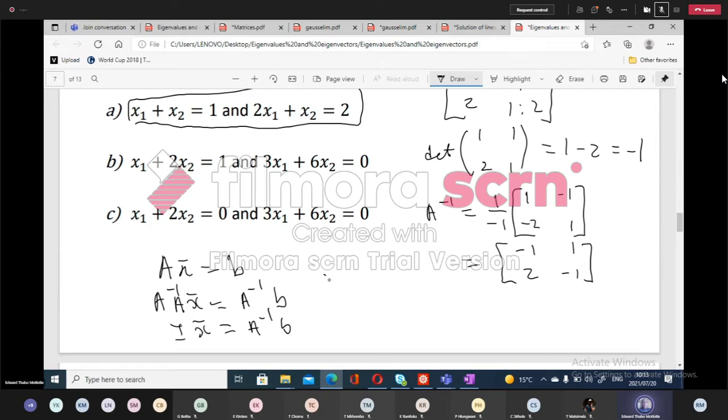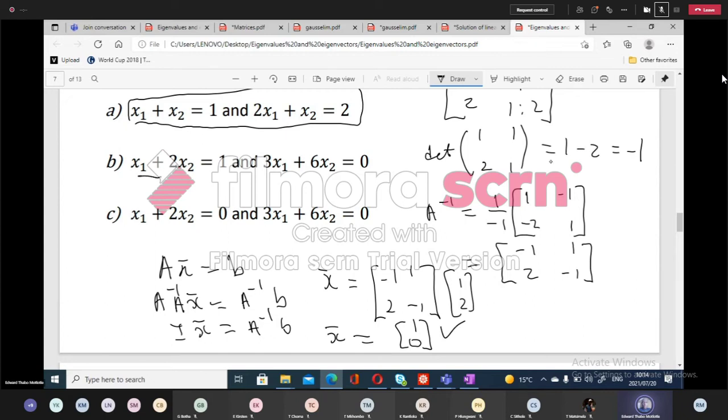So basically it means now we can determine X bar to be equal to minus 1, 2, 1, minus 1 multiplied by 1 and 2. So doing that, this will be minus 1 plus 2, it gives us 1, and 2 minus 2, this is 0. So we have solved that system.